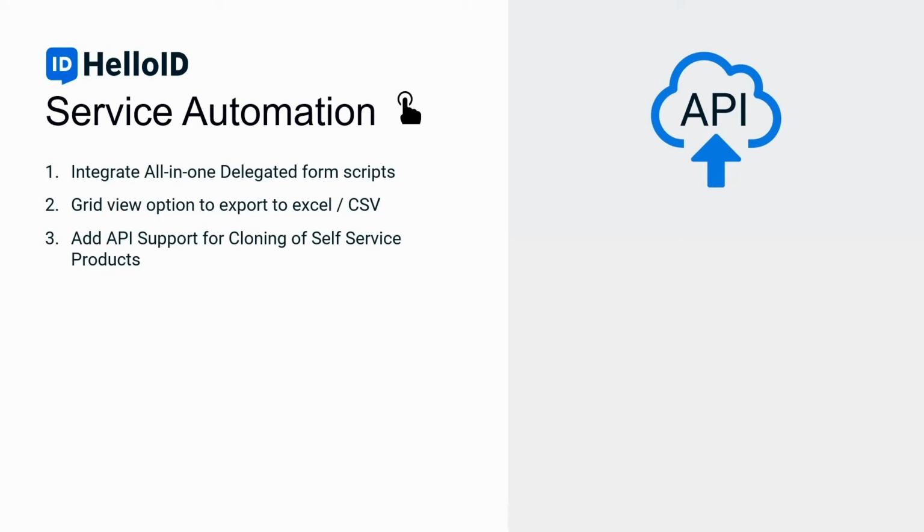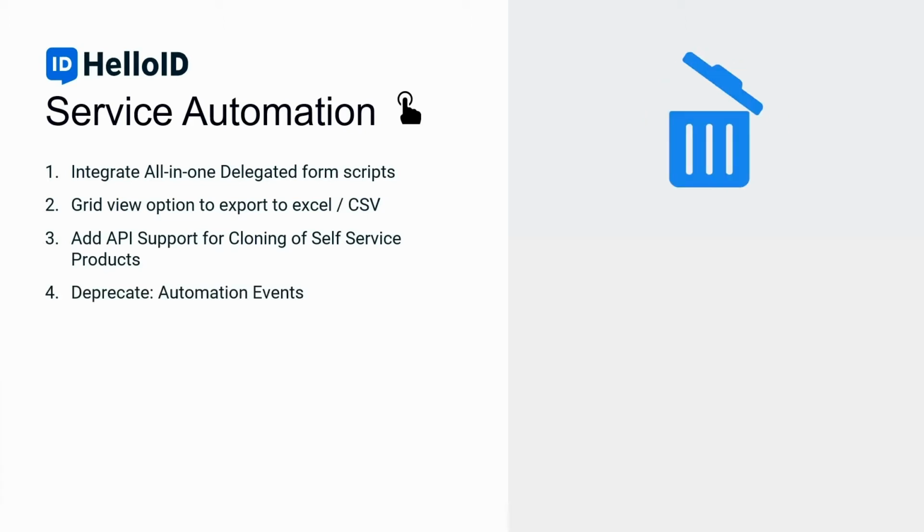We have also deprecated 2 features. This means that current implementations of these features will still work and customers will be informed about future steps. New implementations of these features are not available anymore. These 2 deprecated features are automated events and data share management. Let's demonstrate the new features.